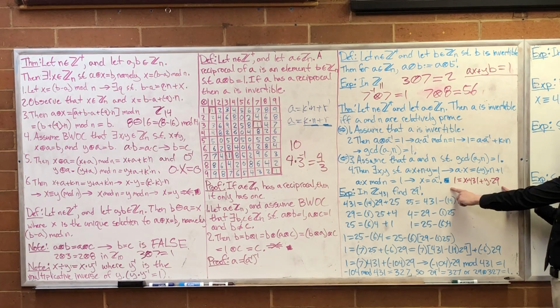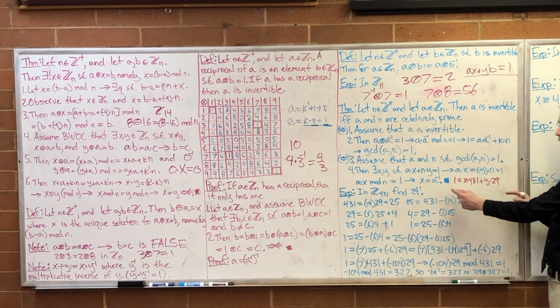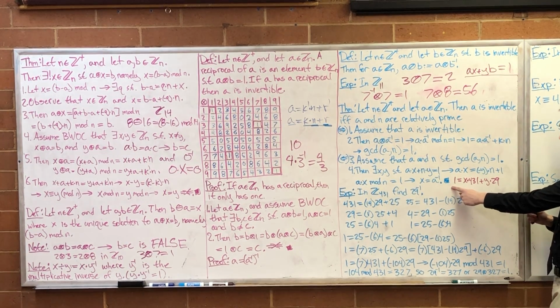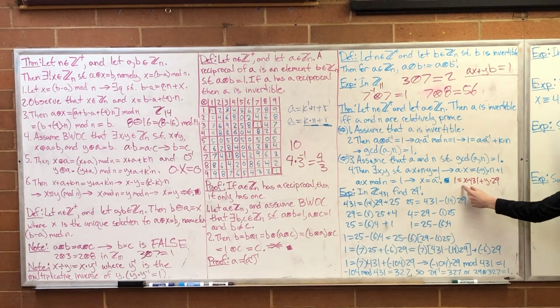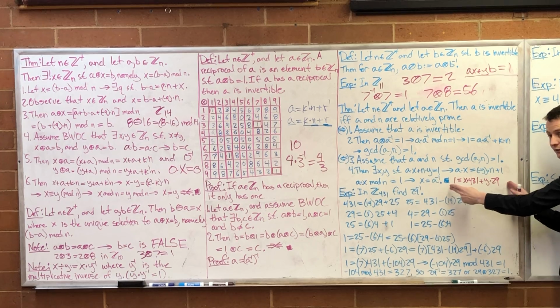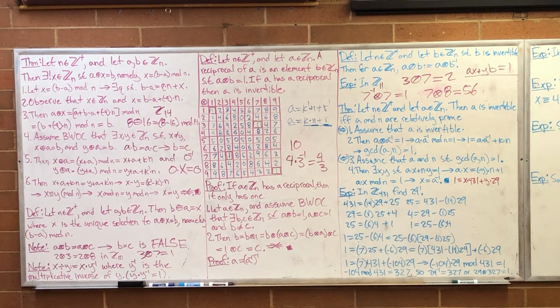Mod both sides of this equation by 431. What do I get on the left side? 1. What do I get on the right side? 0 plus something that has to be 1, because this is an equation. It's an equation, don't lose track of that. So this, mod 431, is going to be 1.